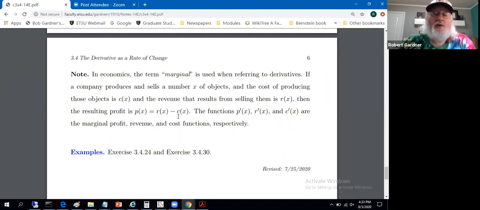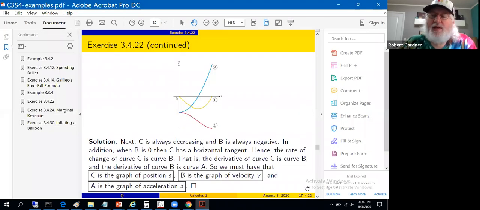So it's cost you C of X, you've made from it R of X, so revenue minus cost, that'll give the profit, the money you've made or lost if it's negative, off of producing and selling X of these objects. The functions P prime of X, R prime of X, and C prime of X are called marginal profit, marginal revenue, and marginal cost functions, respectively. So when you hear marginal in this economic setting, it just means derivative. So just a vocabulary thing. You're good at taking derivatives.